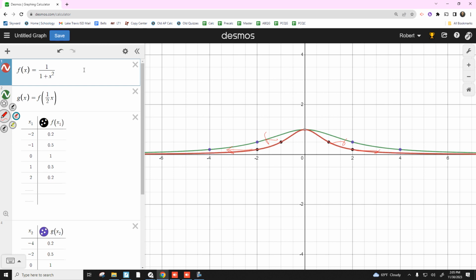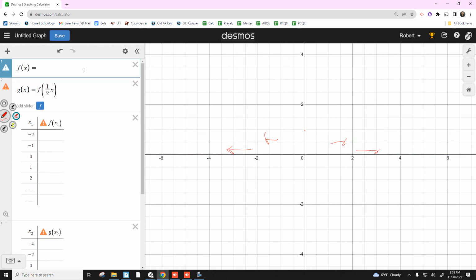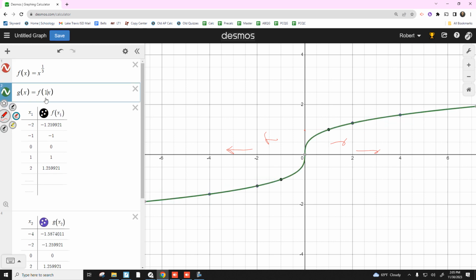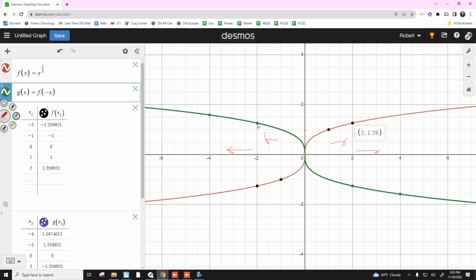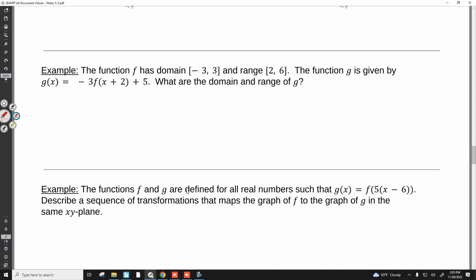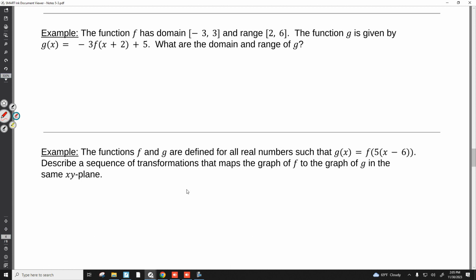If I change this to the cube root of x, there's the cube root of x. If I change this to f of -x, we can see this point here gets vertically reflected, or really horizontally reflected. It doesn't reflect down here. This point comes there. That point ends up over there. Okay? Cool.